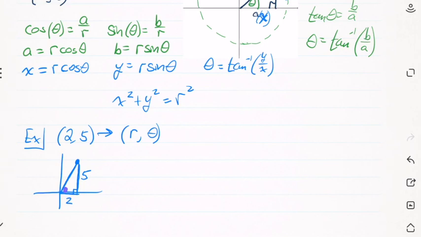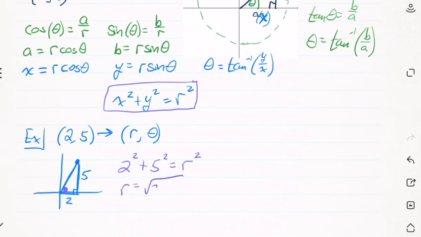Okay. So to find the third side, we're just going to use the Pythagorean theorem. So that comes in really handy. So it would be 2 squared plus 5 squared is equal to r squared. Therefore, r is going to equal the square root of 2 squared plus 5 squared. And r is equal to the square root of 4 plus 25, which is the square root of 29.